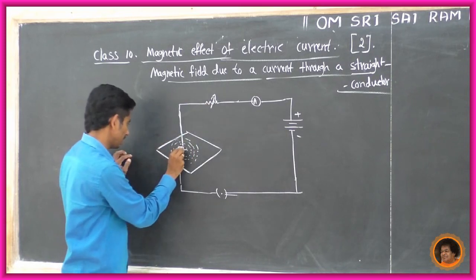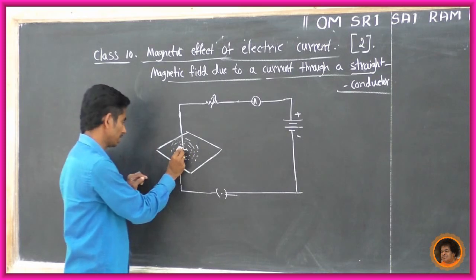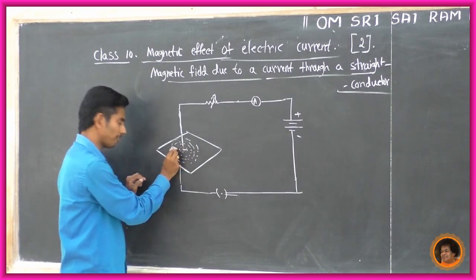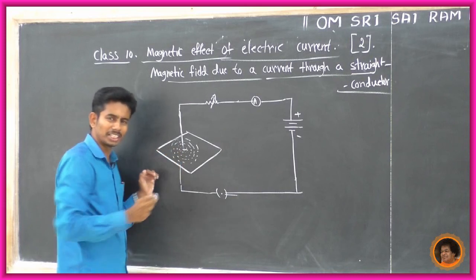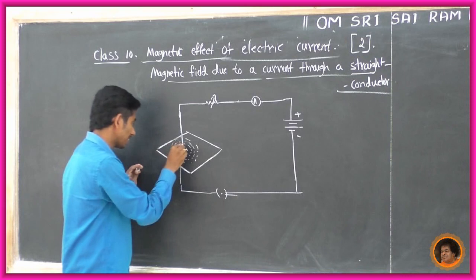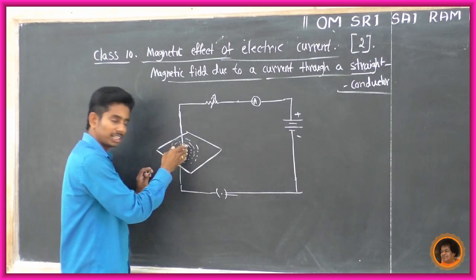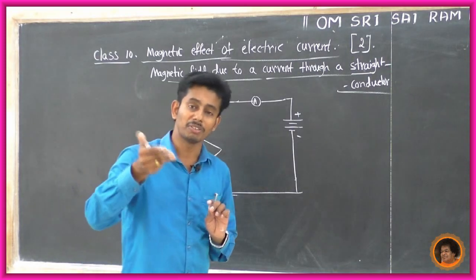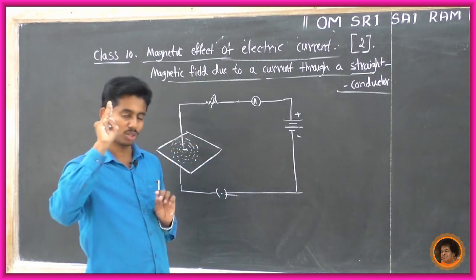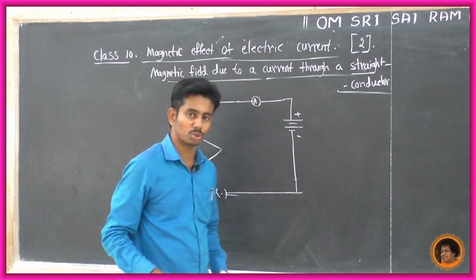If we place it near the conductor, there is more deflection. Then we move the compass away, and the deflection is less. What does it indicate? Near the conductor there is the highest magnetic field. As it goes away from the conductor, the magnetic field decreases. This is also an important concept. So this is the magnetic field due to a current through a straight conductor.